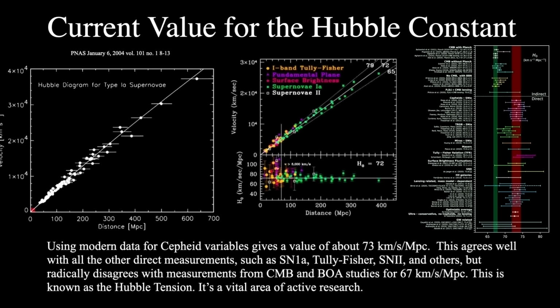constant. And this agrees well with a lot of other direct measurements, such as type 1a supernovae, the Tully-Fisher relation, which is a relationship between the brightness of a spiral galaxy and its rotation rate, type 2 supernovae, and other measurements. But it really disagrees, quite importantly, with the cosmic microwave background and baryon acoustic oscillation studies, which show that it's roughly 67 kilometers per second per megaparsec. And these are two well-established ways of measuring this expansion rate. And they're in direct conflict.